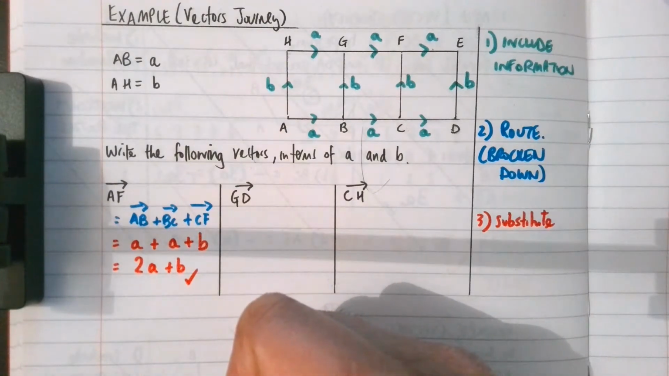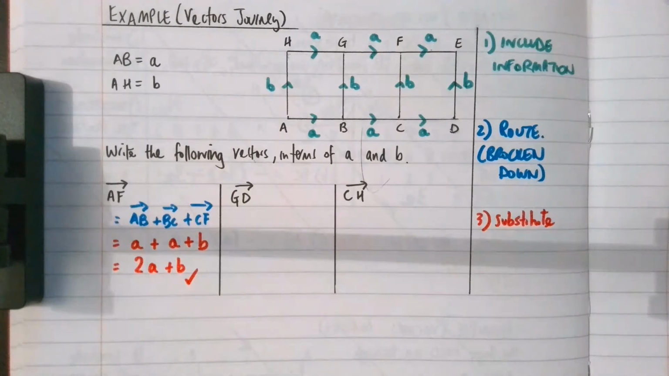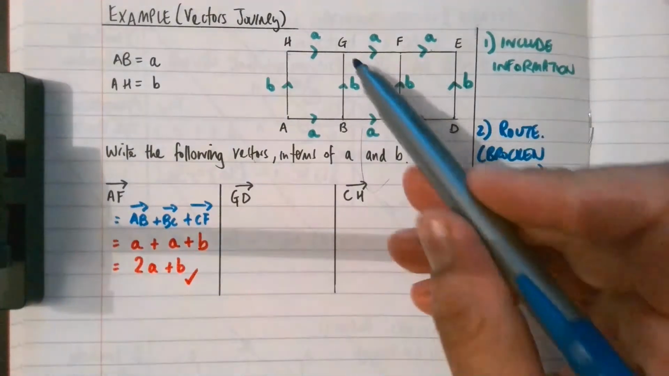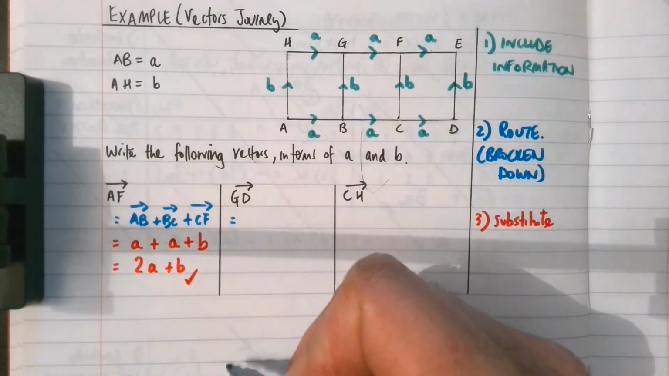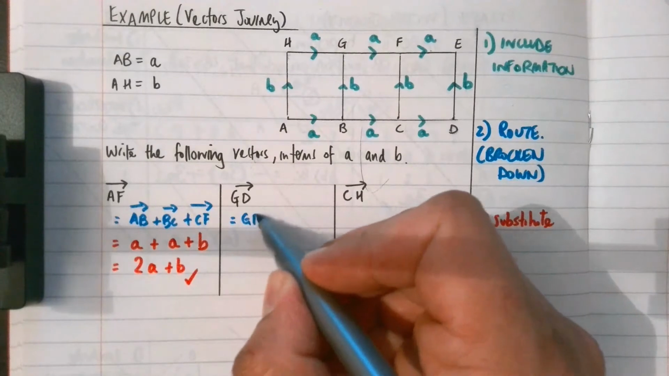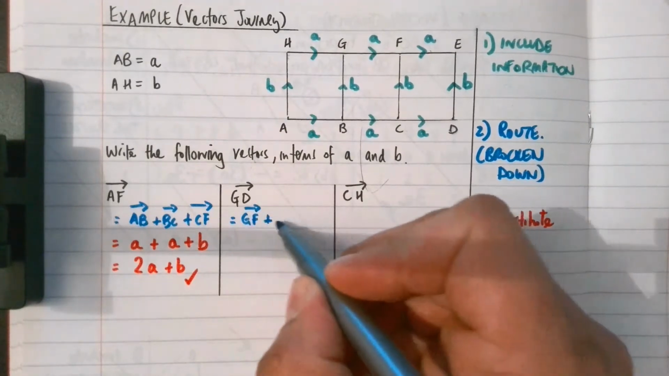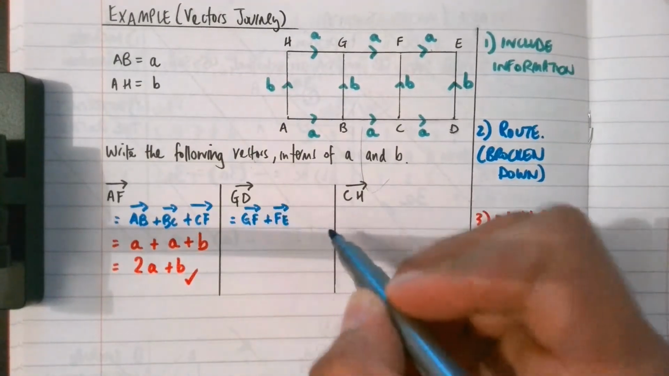For the middle one, it is interesting because at some of these routes we're going to go against the arrow. So let's just write the route first. G to D, we're going to go G to F, then we're going to go along the top, F to E, and then E to D.